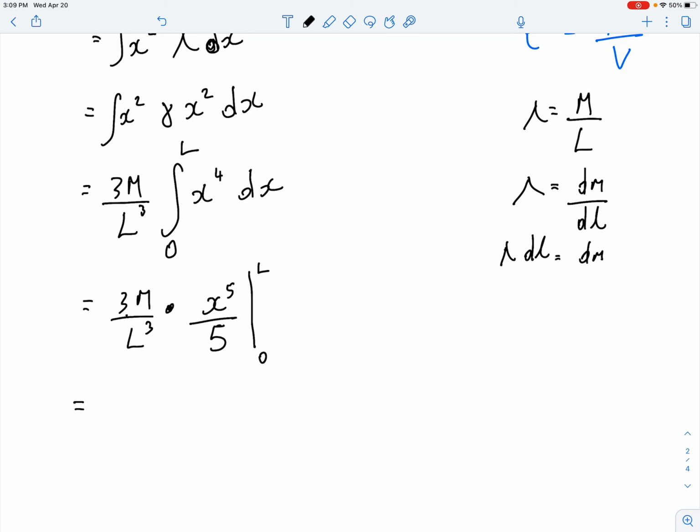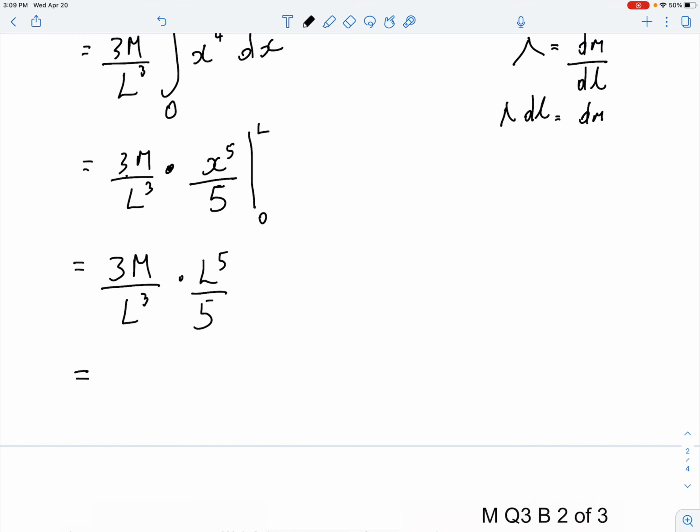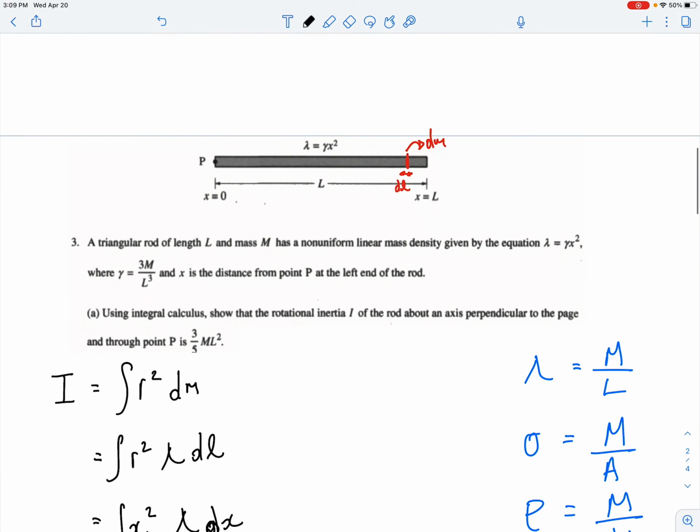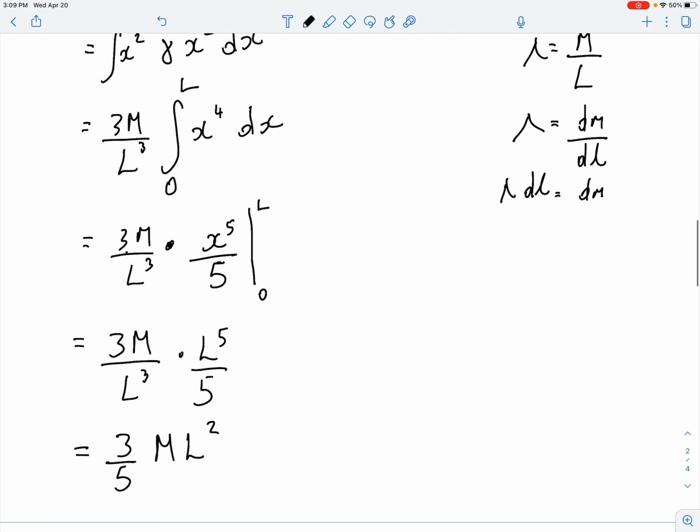You take the top value minus the bottom value. When x is 0, this whole thing becomes 0, so you don't have to worry about the 0 part. Now you put in x equals L. So I'll have 3m over L cubed times L to the 5th over 5. That would give me 3 over 5 m L squared. And I think that's what they ask us to do. Let's go! Clutch. So you see how it works.